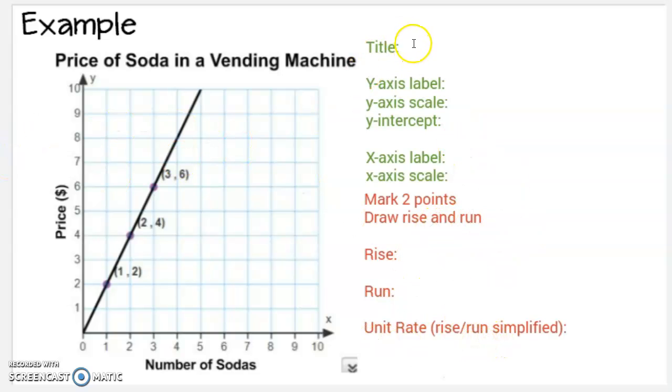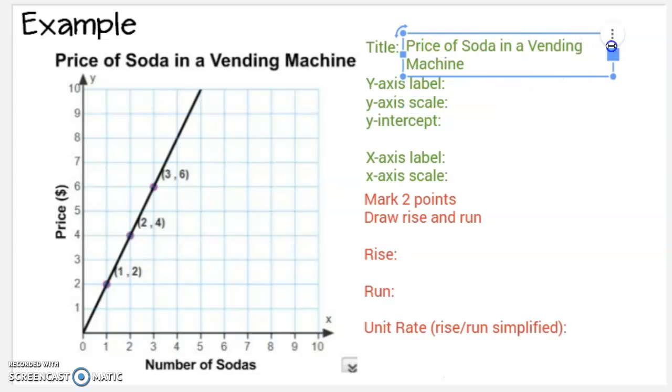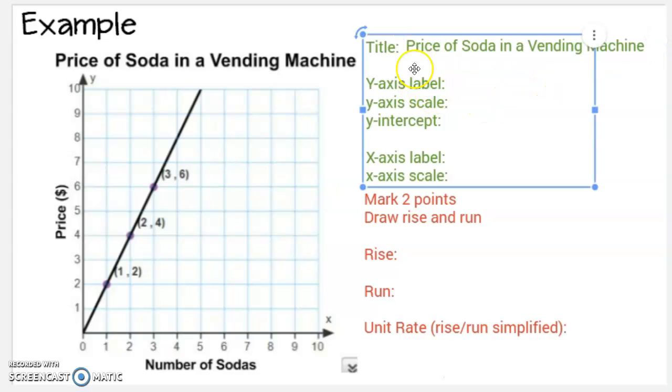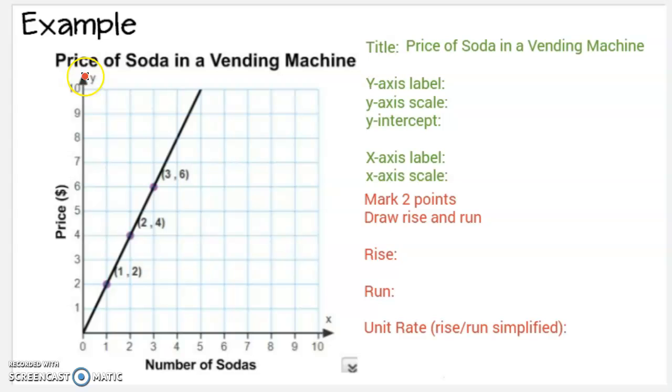First, let's find the title of the graph. Titles are at the top of the graph. This one is price of soda in a vending machine. The label of your y-axis, remember your y-axis is the vertical axis on our graph. So the label or the title is price in dollars, right? So let's go fill in that one. That is price, parentheses, because that is how it's being measured. It's being counted in dollars.